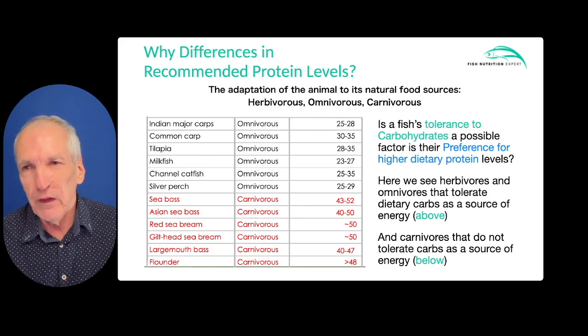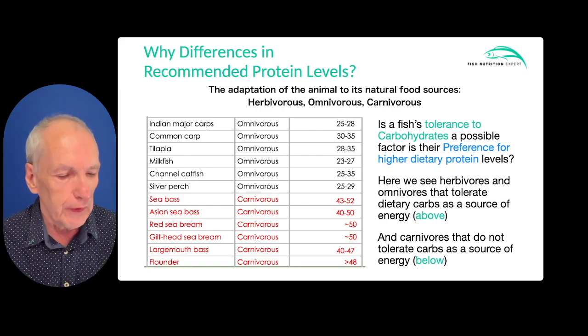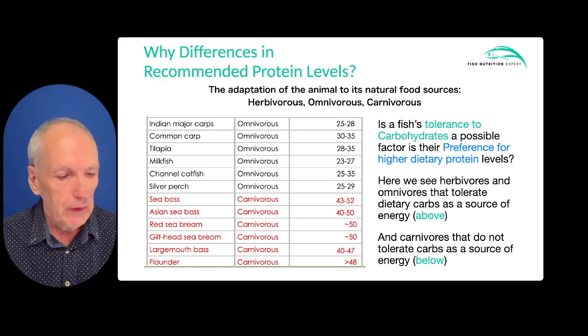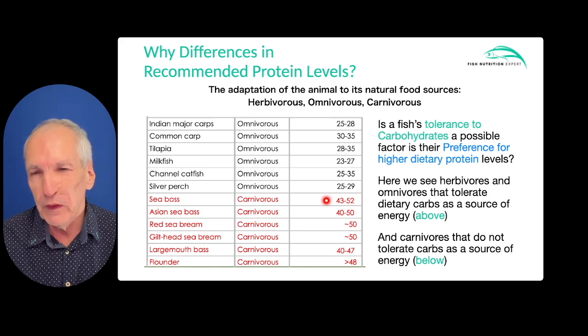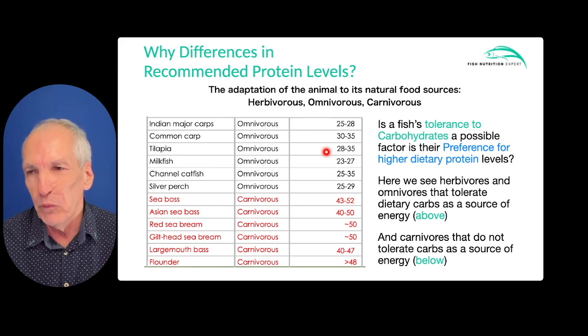So we have a diet, and our diet has 100 units in it, 100% in it. And then we look at it and we say that we need to have, for sea bass, 43 to 52 out of those 100 units in the feed composed of protein. But in a fish like a tilapia, only 26 to 35 units. So what's the difference between 43 to 52 and 28 to 35?